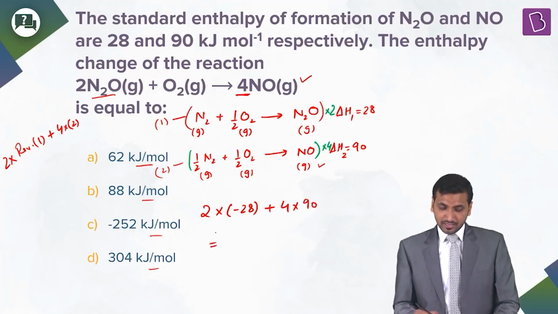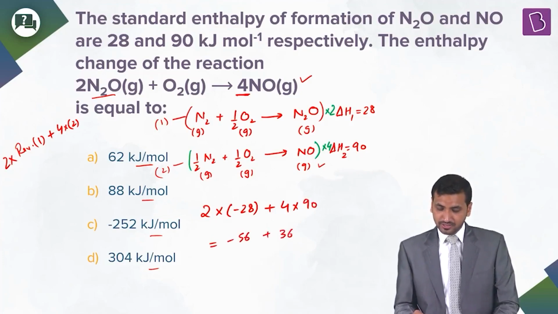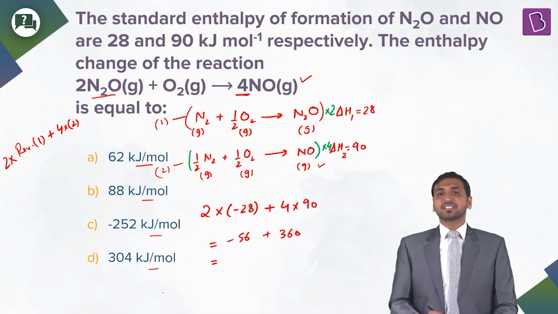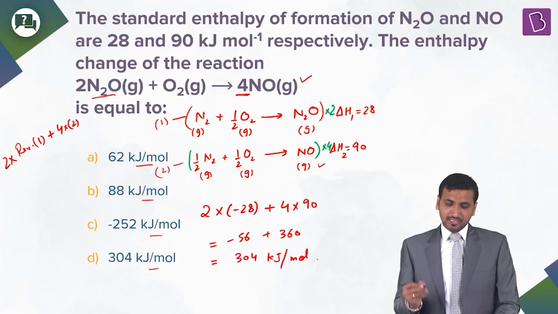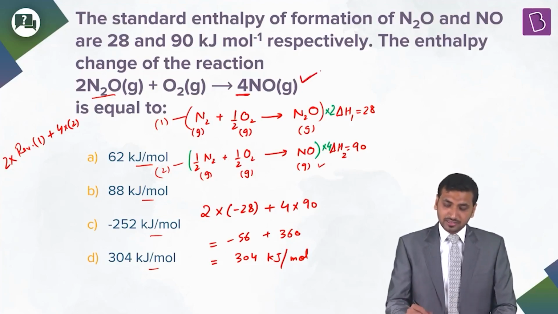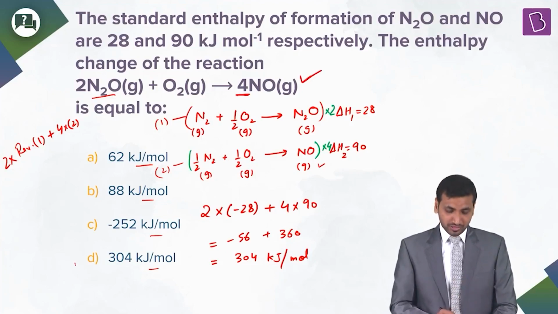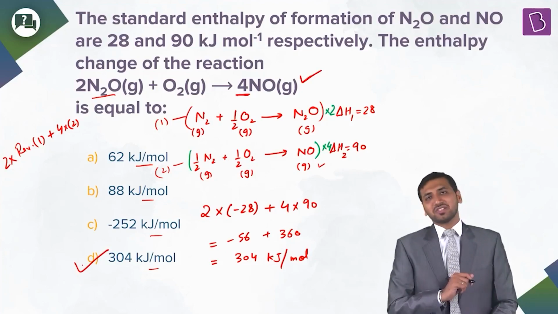If you just calculate it, it will be minus 56 plus 9 into 4 is 36, so 360. 360 minus 56 will be 304, and of course the unit was kilojoule per mole. So the final answer is 304 kilojoule per mole. That is the enthalpy of this reaction. So option D is going to be the correct answer to this wonderful question. Thank you.